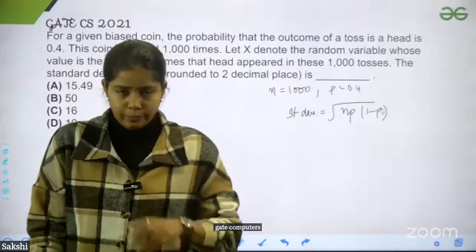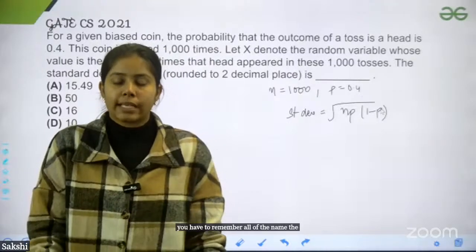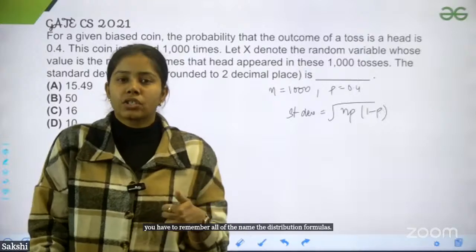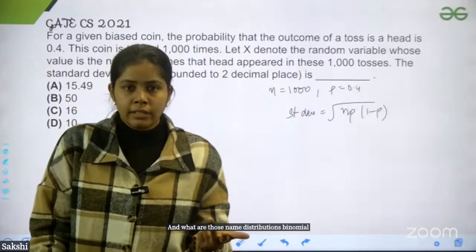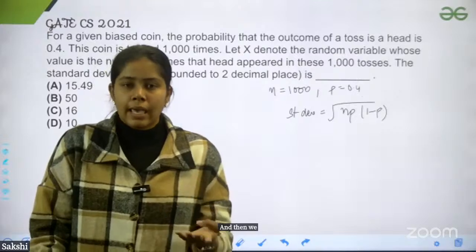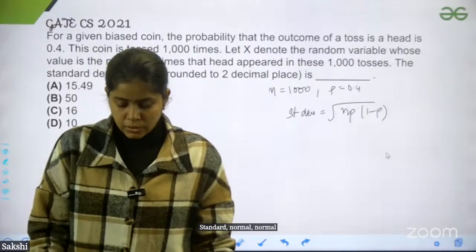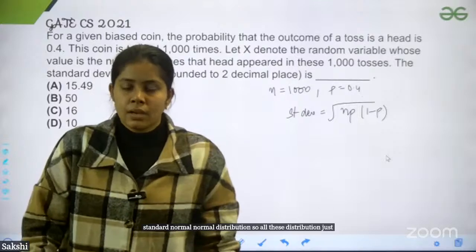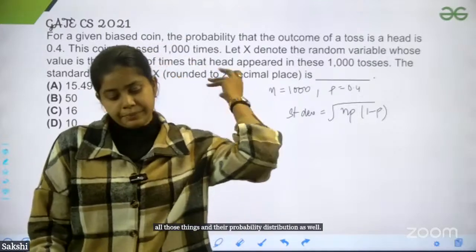So all you have to remember are all of the named distribution formulas as well. And what are those named distributions? Binomial, geometric, Bernoulli, and then we have Poisson, exponential, standard normal, normal distribution. So for all these distributions, just remember their mean, variance, all those things, and their probability distribution as well.